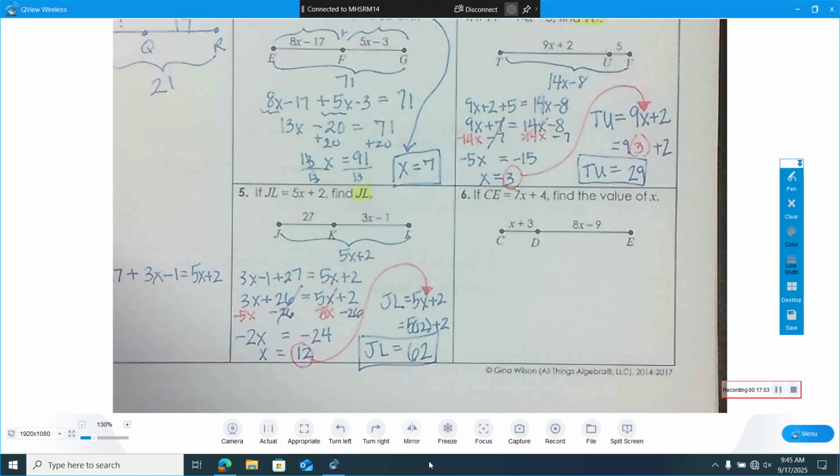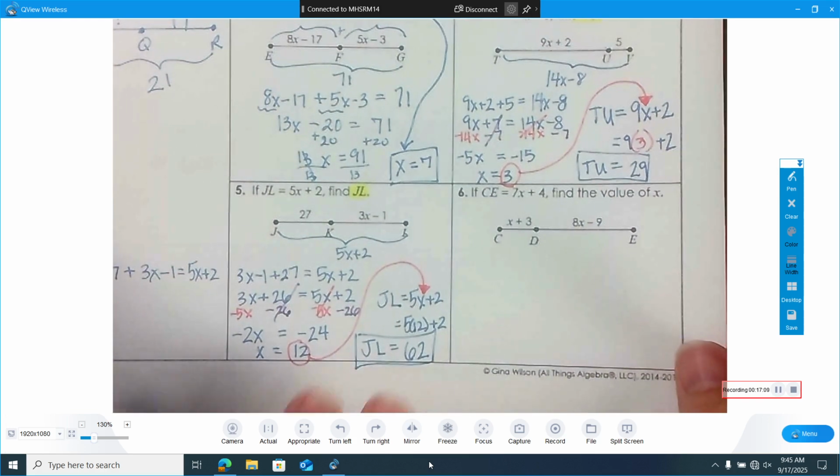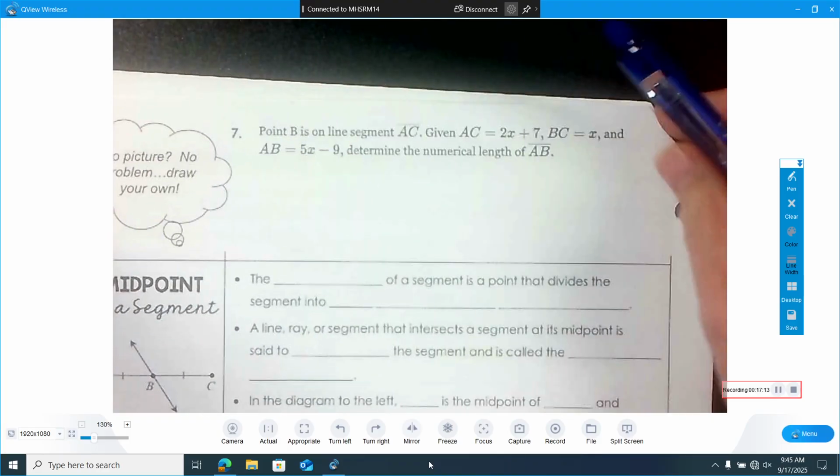It's a lot of algebra. That's why we started solving equations before. Okay. Let's do one more, and then we're done. Let's turn the page to number 7.